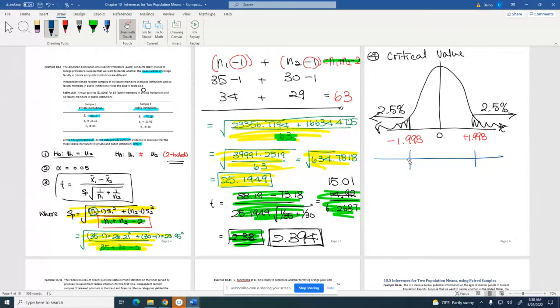Where can we reject the null hypothesis? In the two tails, right? Yeah. Reject the null. However, in the middle, do not reject the null hypothesis.